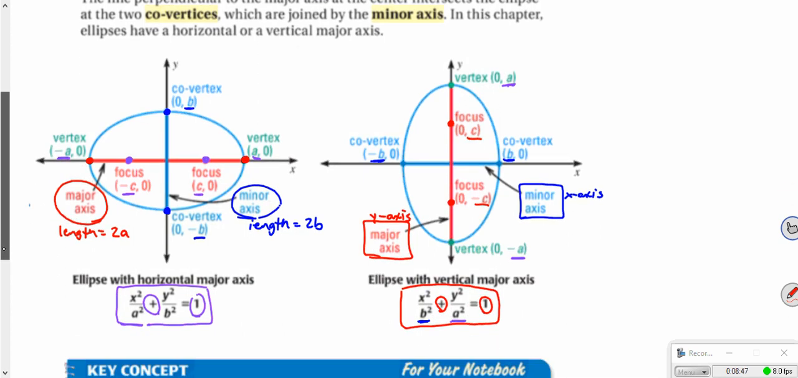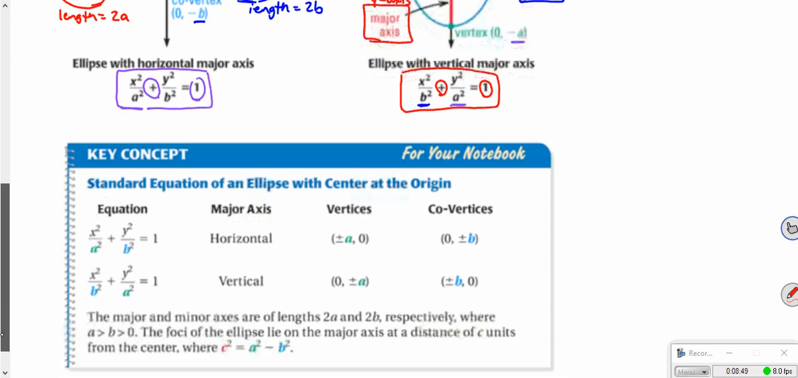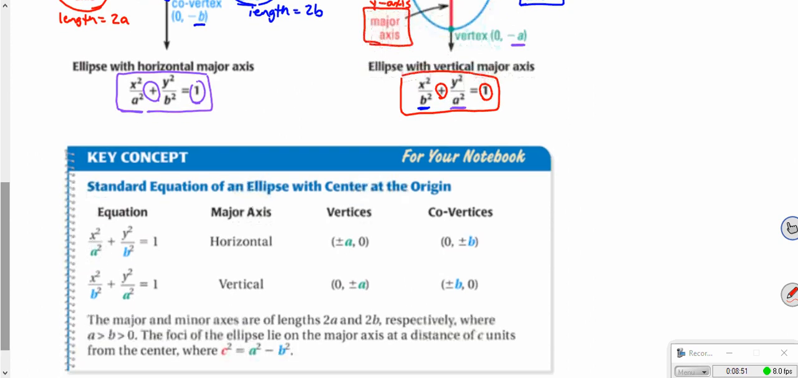Now, this, again, is another thing out of your textbook. Again, standard equation of ellipse with center at origin. Okay, just want to point out, on all of these, a squared should be bigger than b squared. Okay, a squared should be bigger than b squared. Notice it says where a is greater than b is greater than 0.